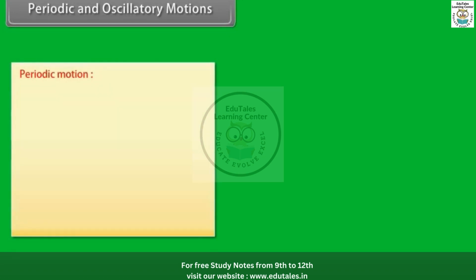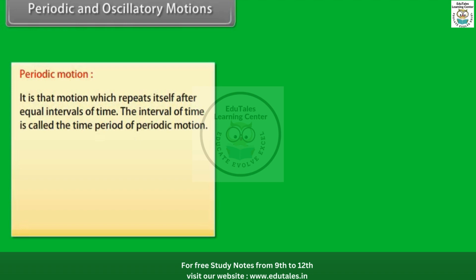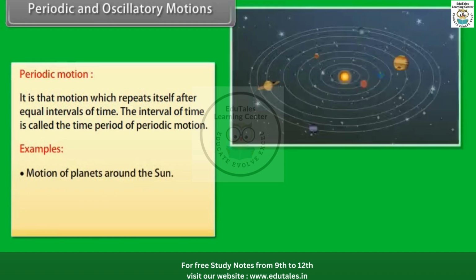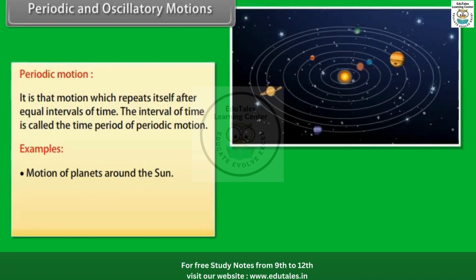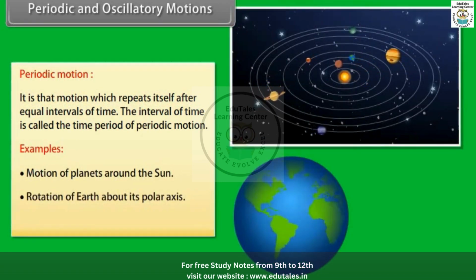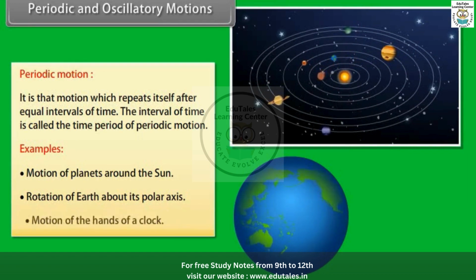Periodic and oscillatory motions. Periodic motion. It is that motion which repeats itself after equal intervals of time. The interval of time is called the time period of periodic motion. Some examples are motions of planets around the Sun, rotation of Earth about its polar axis, motion of the hands of a clock.